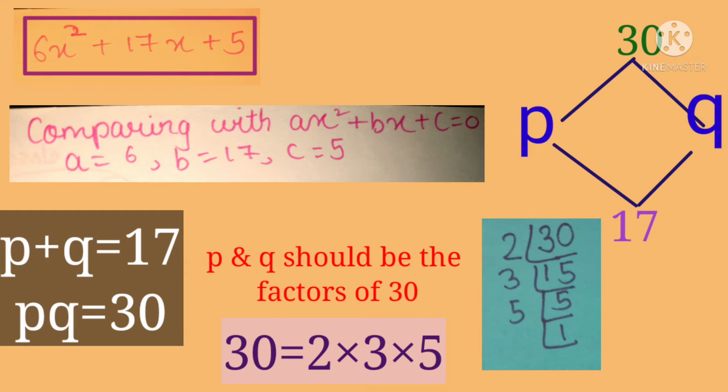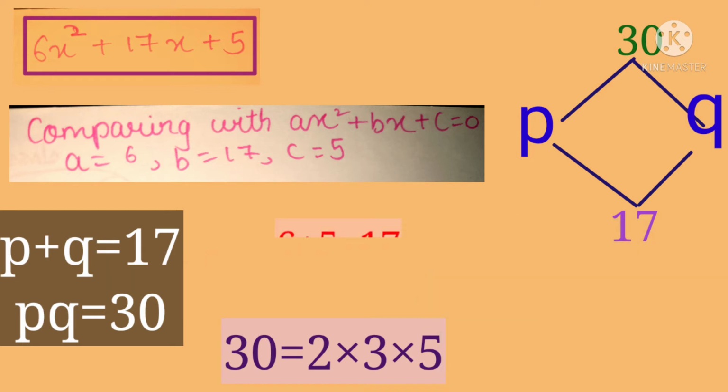So we need to use the terms for p and q, this 3 term, that is nothing but 2, 3, 5, in which we need to add both the terms and get 17. We need to multiply both the terms and get 30. So if we take the p value as 6 and q value as 5, pq is nothing but 6 into 5 and we will be getting 30. But we need to add both the terms and get 17.